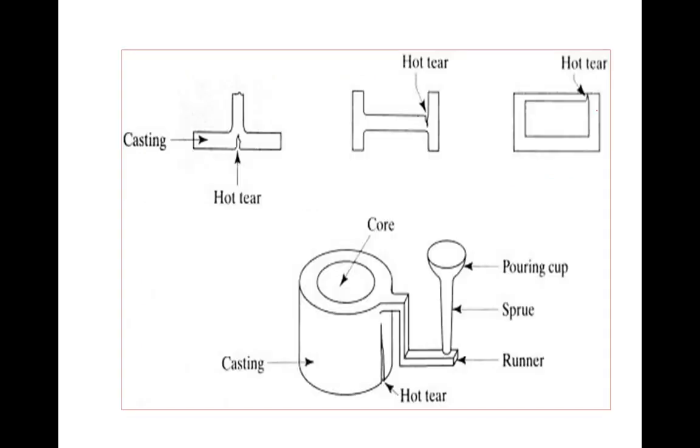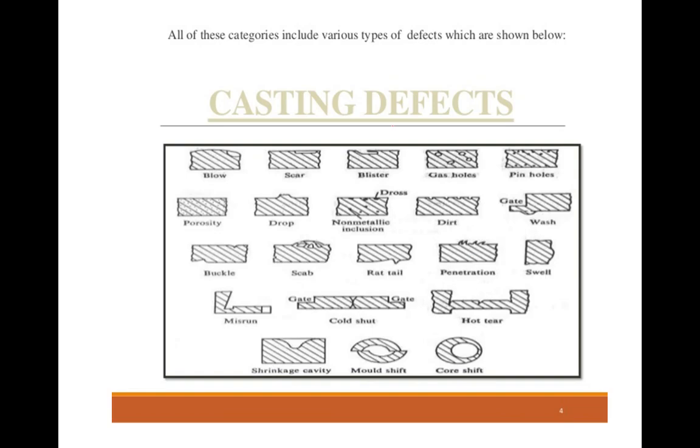These are all the categories of casting defects. We have seen blow holes, scab, blister, gas holes, pin holes, porosity, draws, dirt, wash, swelling, rat tails, buckles, penetration, metal penetration, swells, and then misruns.